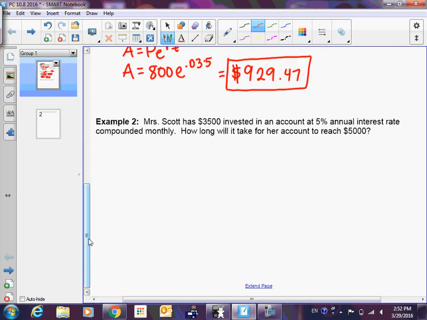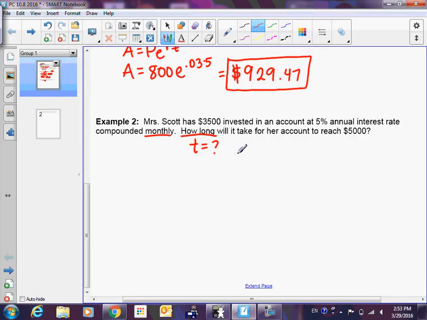Okay, let's look at example 2. Mrs. Scott has $3,500 invested into an account at 5% annual interest rate, compounded monthly. How long, so this is interesting, we're going to be looking for the T value here. How long will it take for her account to reach $5,000?